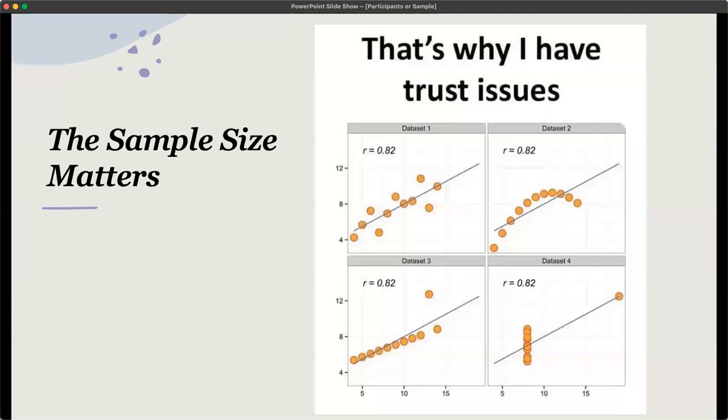I don't have the source of this particular meme that I found on the internet. If anyone knows the source of it or the original author, please write it in the description below. But this is why I have trust issues.